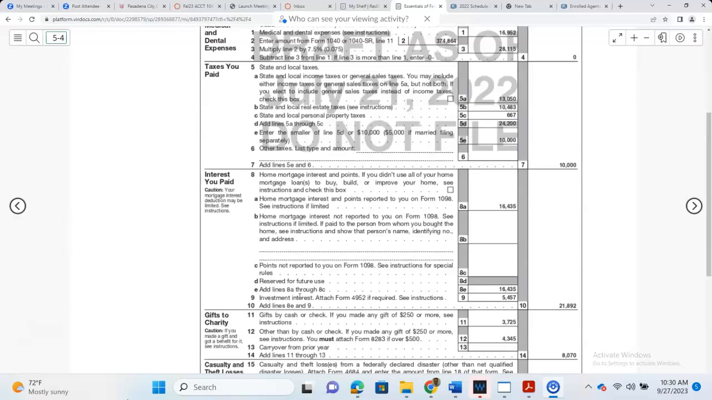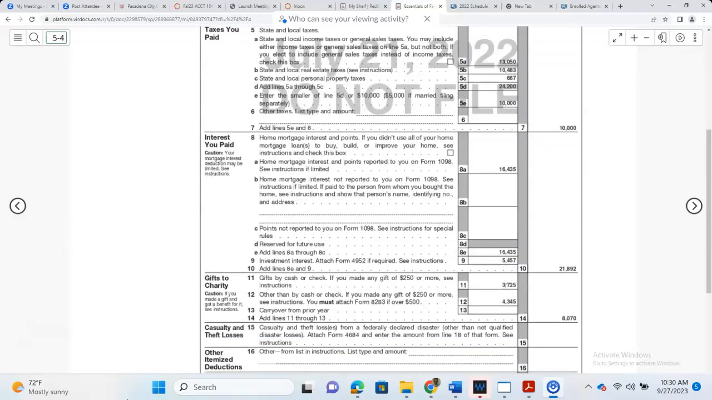Let's see, investment interest. Investment interest is here because you borrow some money and put it in an investment, and you have some dividend income, interest income, whatever type of investment income you have. The interest that you pay for that borrowing by itself will be a deductible item on line 9. 21,892 combined, 16,000 plus 5,000.